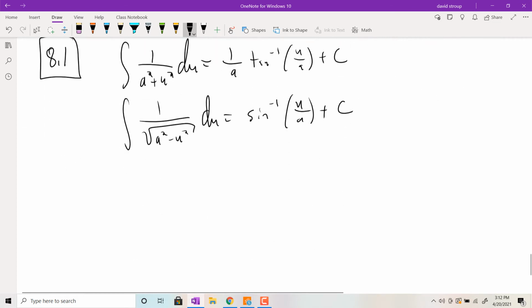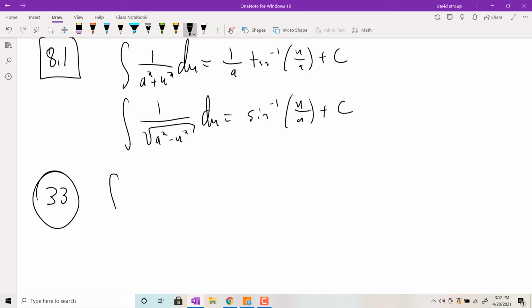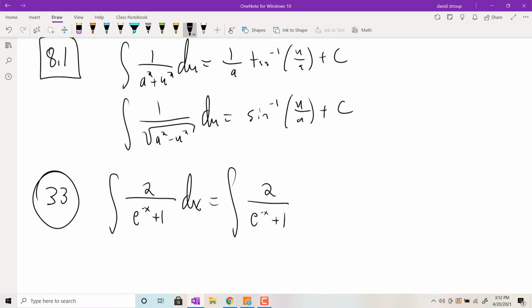So 8.1 explores those integrals and all the little integral tricks, like doing long division, completing the square, and u subs in general. In number 33 we see one of these weird tricks: the integral of 1 over e to the negative x plus 1 dx. Here I'm going to multiply top and bottom by e to the x and see what happens, because right now you couldn't do a u sub.